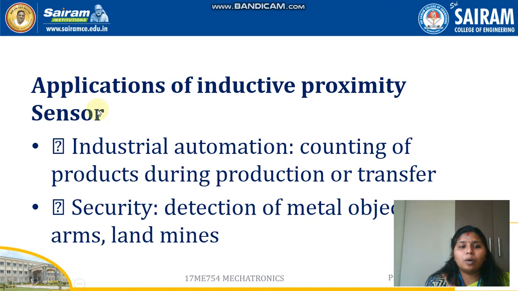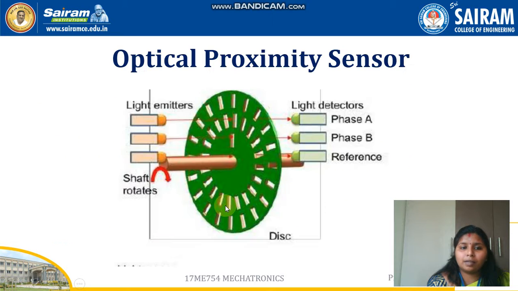When we talk about the applications of an inductive proximity sensor, it is used for counting products during production or transfer, and for security purposes, the detection of metal objects, arms, landmines, etc.